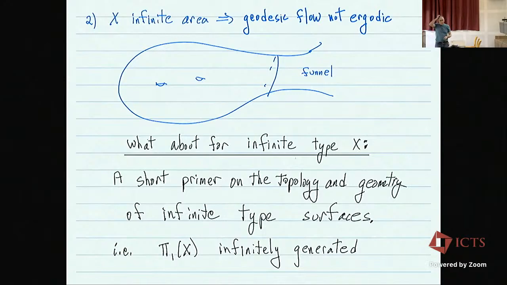So the only thing left is what happens if a surface has infinite type? Well, lots of things can happen. And so the rest of today and the next lecture will be about infinite type surfaces. Okay? So here's a short primer on topology and geometry, and then we'll come back to this question about the ergodicity of the geodesic flow. So we're going to deviate a little bit and just talk about infinite type surfaces.